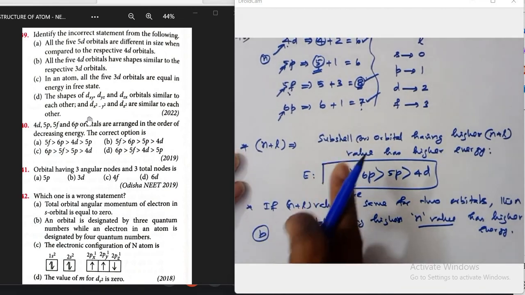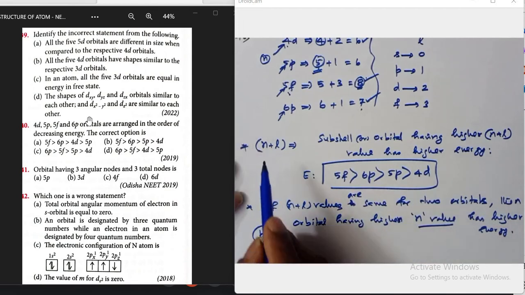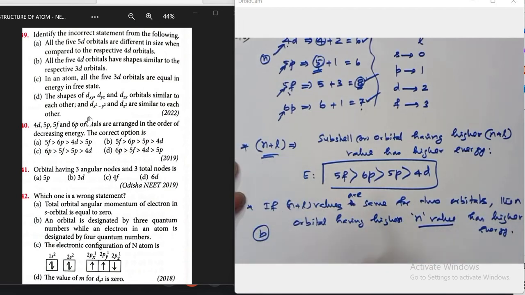Remember this information. This is very important. First of all, you should see the n plus L value. Higher the value, higher is the energy. If 2 orbitals have the same n plus L, then you should see the value of n. Higher the value of n, higher is the energy. Take it down.